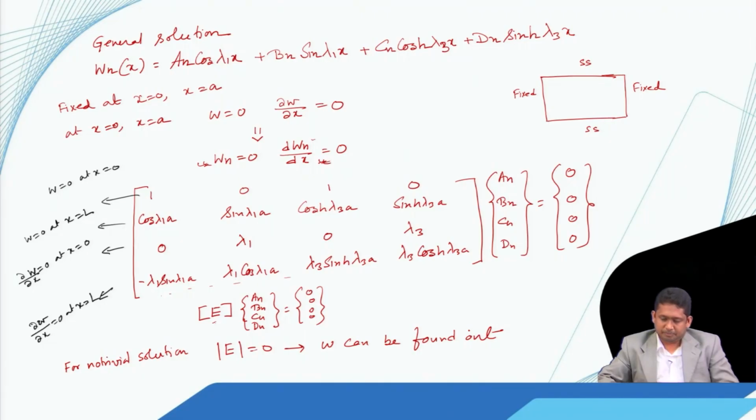Now here we have to do it for each n, and for each n we will get a 4 by 4 equation, and by setting the determinant of this matrix E to 0, we can get the corresponding values of omegas, and then for each omega, we can put it back in the equation, and we will get An, Bn, Cn, Dn, and from this we can find out the vibration modes.